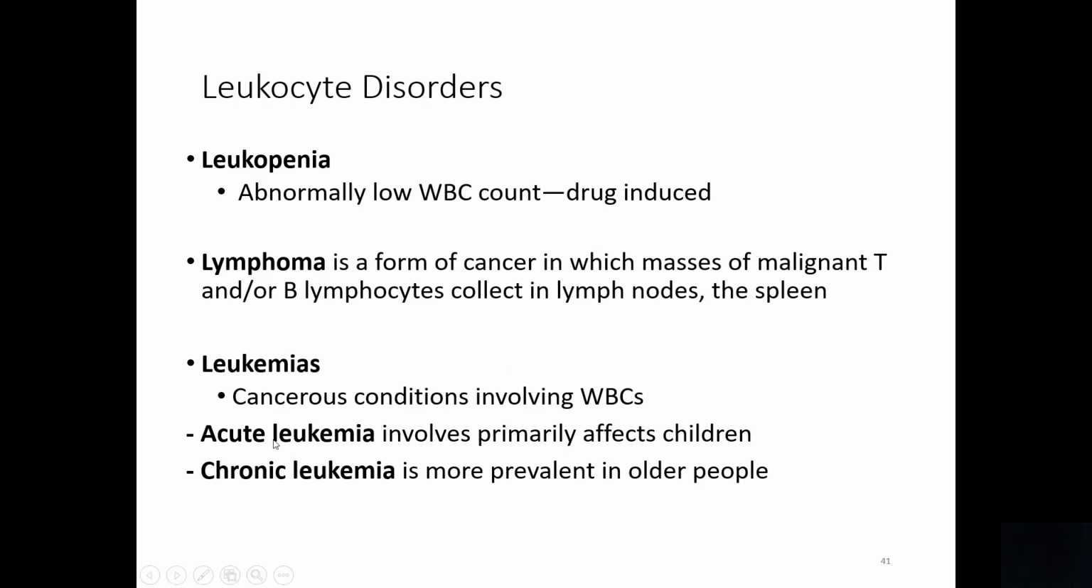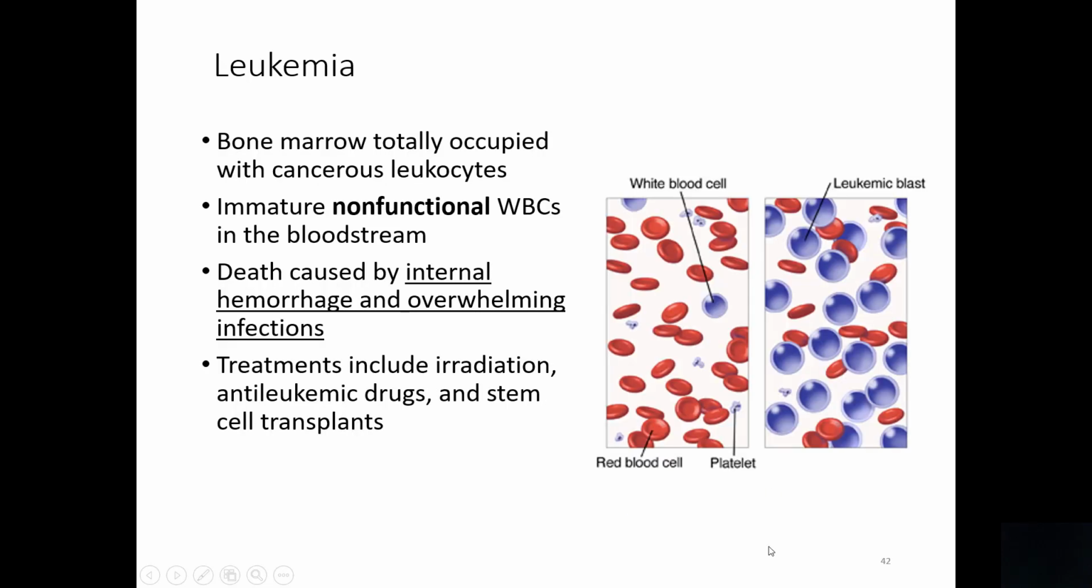That condition can develop very fast, within months or even weeks, and that is called acute leukemia. Usually it happens in children, but children have higher chances to recover from it. Chronic leukemia develops slower, usually in older people, and has worse prognosis.